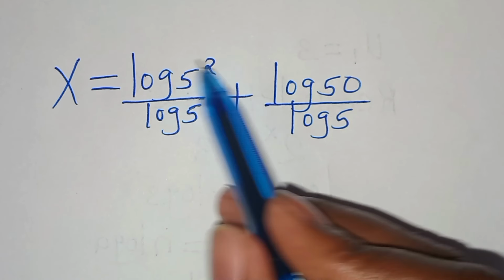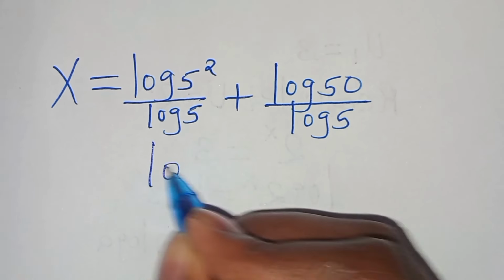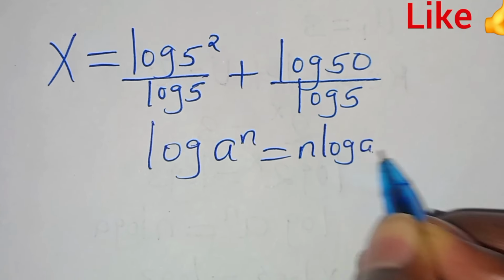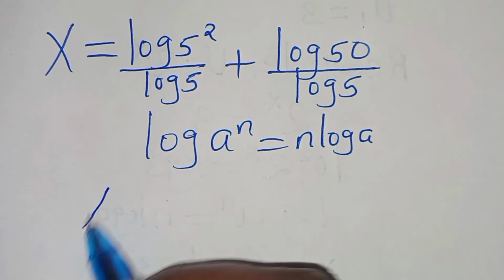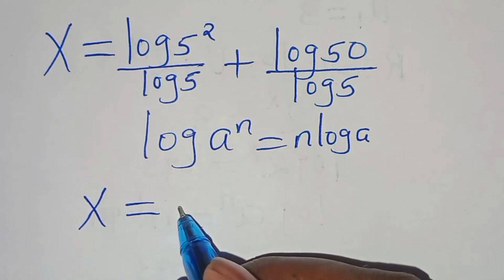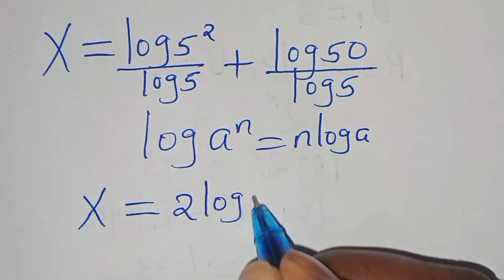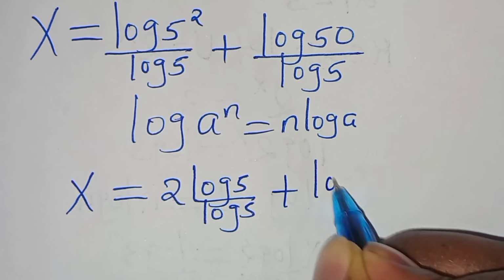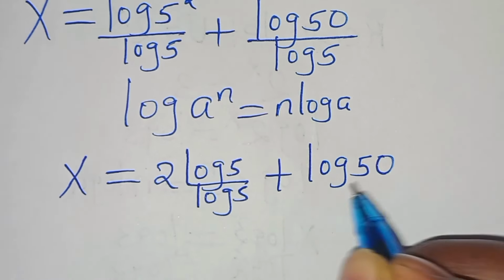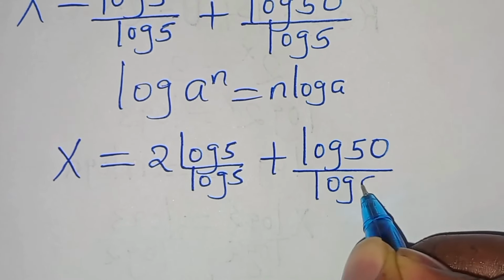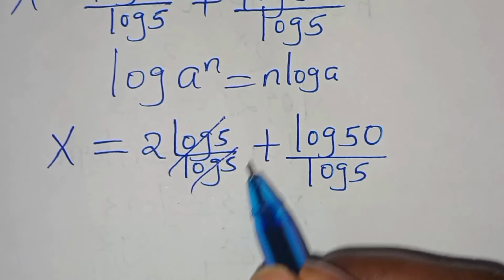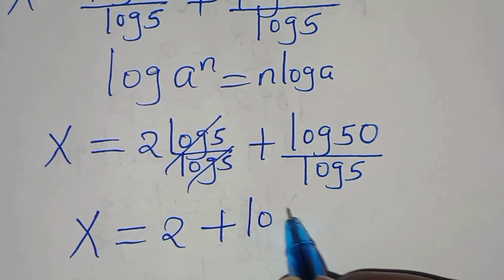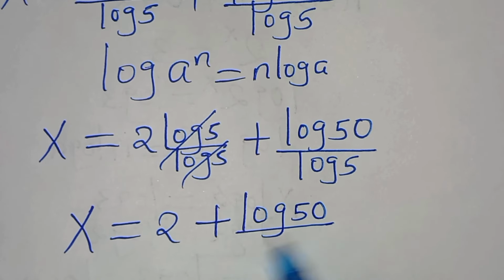Now let's apply the power rule property here, that is log a to the power of n can be expressed as n log a. Applying this property, x is equal to log 5 to the power of 2, which is the same thing as 2 log 5 divided by log 5, then plus log 50 divided by log 5. Let's simplify log 5 and log 5 here, so that now x is equal to 2 plus log 50 divided by log 5.